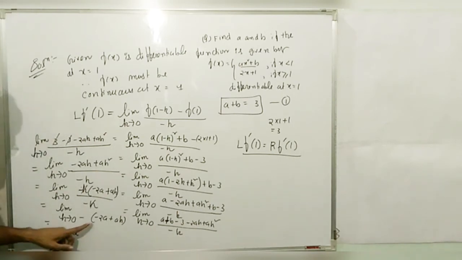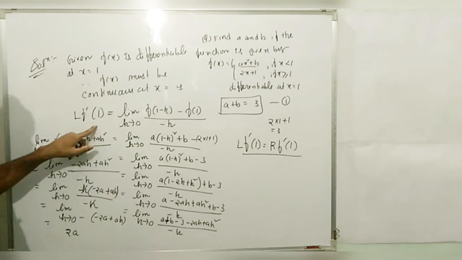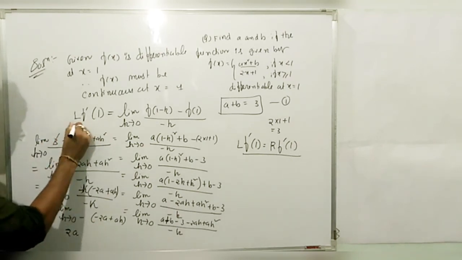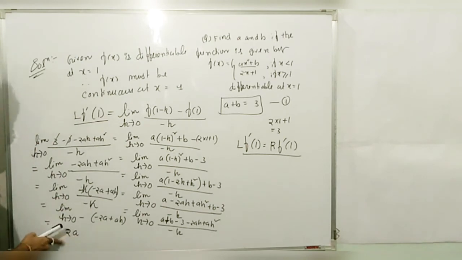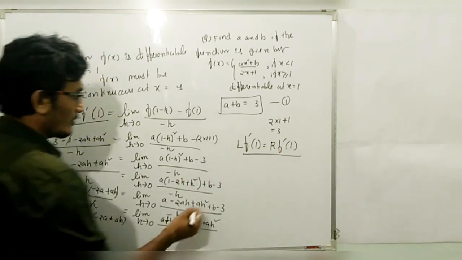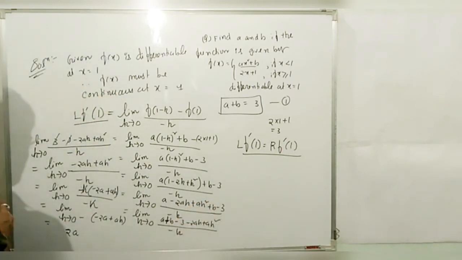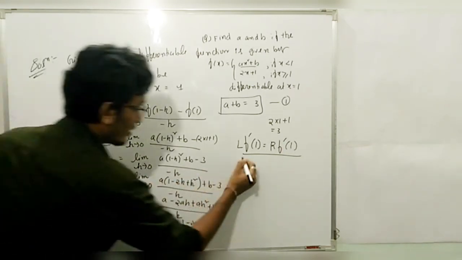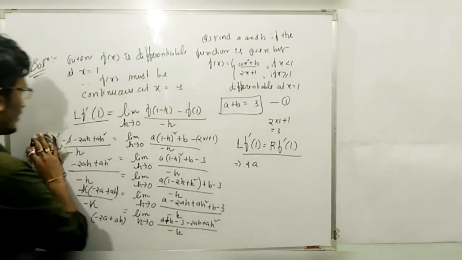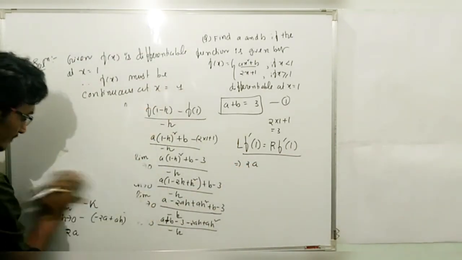That means the left hand limit, so the left hand derivative is equal to 2a. So the left hand derivative we get is 2a. Now we have to find out the right hand derivative. So how can you find out the right hand derivative? Left hand derivative, how much do we get? Left hand derivative we get 2a. Now we have to find out the right hand derivative.